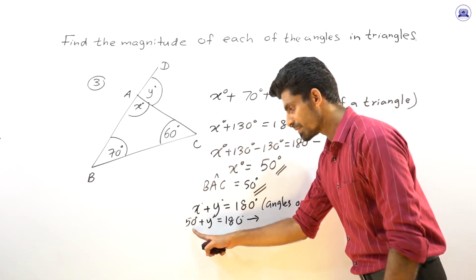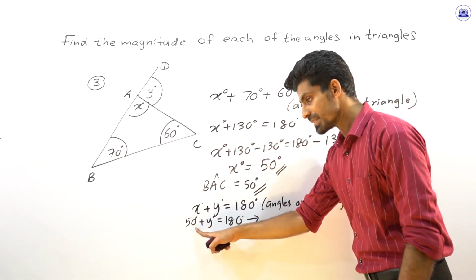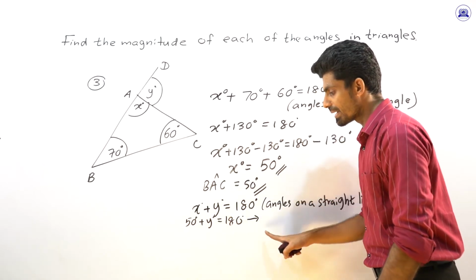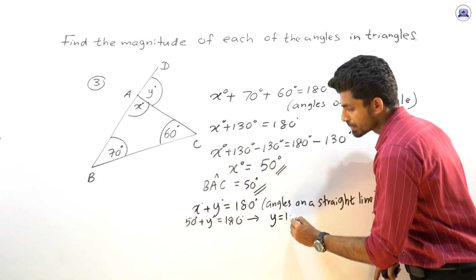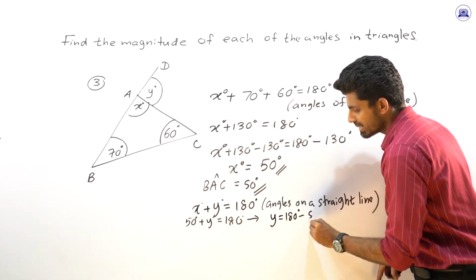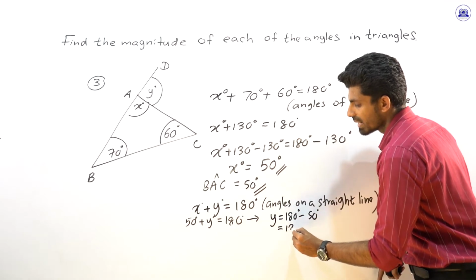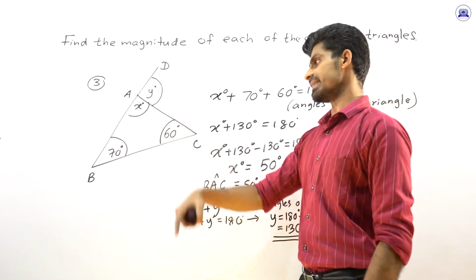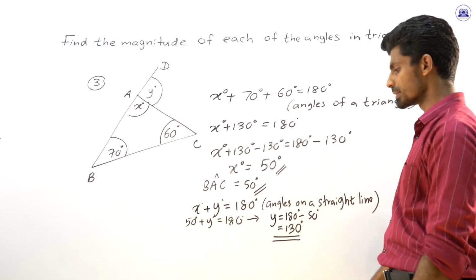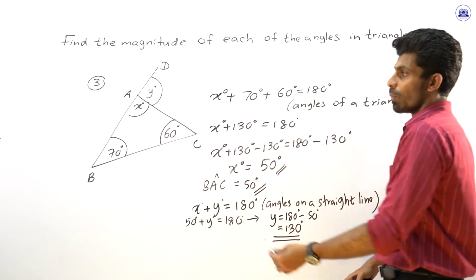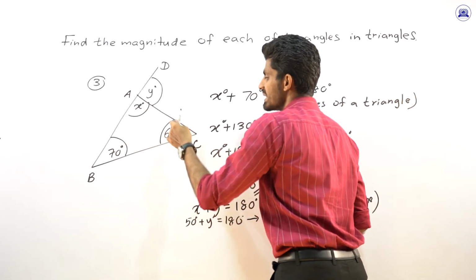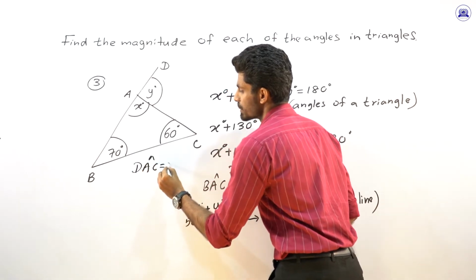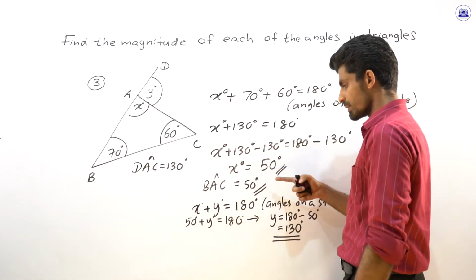So that means minus 50: 180 minus 50. So y equals 180 minus 50, which is 130. y equals 130. y means DAC, so I can write down the answer. DAC equals 130. So what is the other angle?